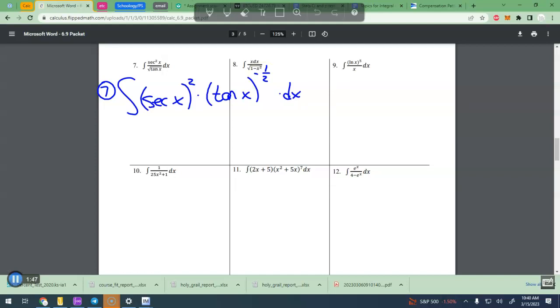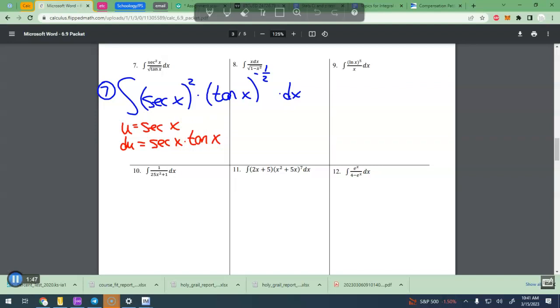Alright, so this is one where you gotta choose, because this could be your big and this is your little, or this could be your big and this is your little. But what we want is for the du to not necessarily be there, but almost be there. So let's say I made u equal to sec of x. In this attempt, I'm making sec the big guy and this the little guy. And then I want to take the derivative here. So du would be what? What's the derivative of sec? Sec tan. Good job, everybody. It would be sec tan.